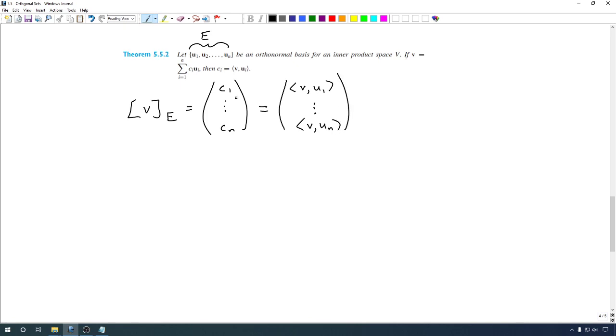We can just use that inner product to immediately get us our coordinates. We don't have to solve. We just have it. And that's a very useful thing to be able to do. Now again, we can prove this.